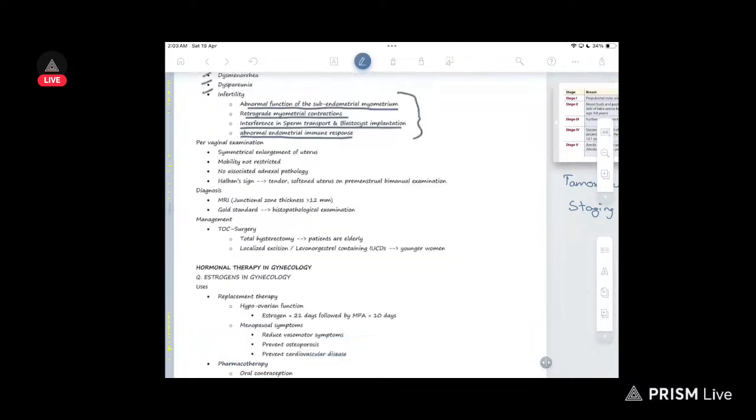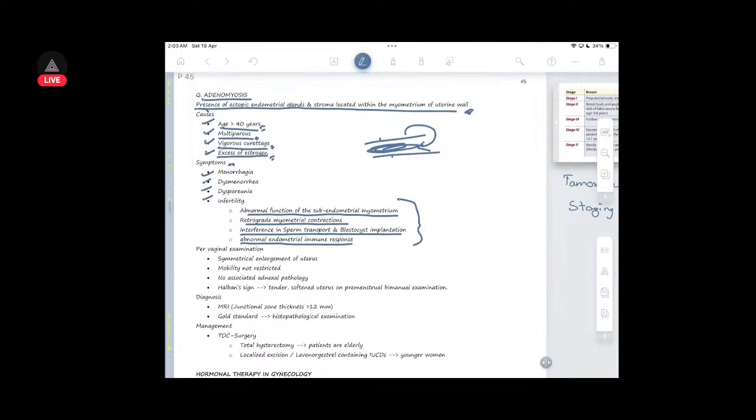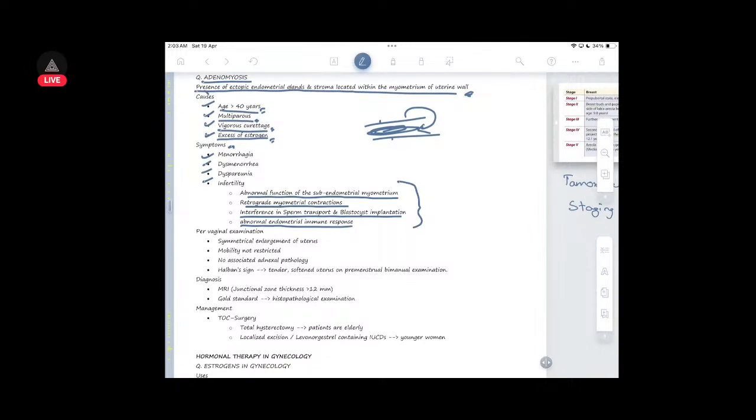So adenomyosis, of course, is ectopic endometrial tissue and stroma inside the myometrium. Like endometrium, serosa, myometrium, inside this part it will be there. Age is more than 40 years. Multiparous women will be there. Vigorous curettage and dilatation and curettage may lead to this. If they do it vigorously, then it may just implant it inside, and excess of estrogen may lead to adenomyosis.